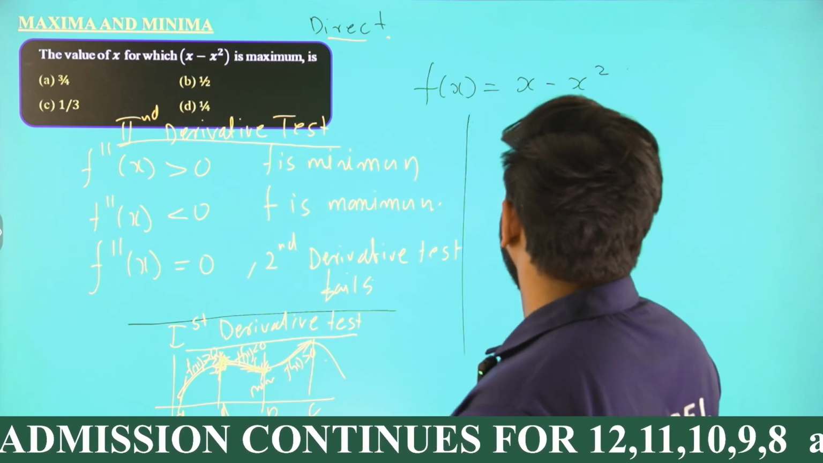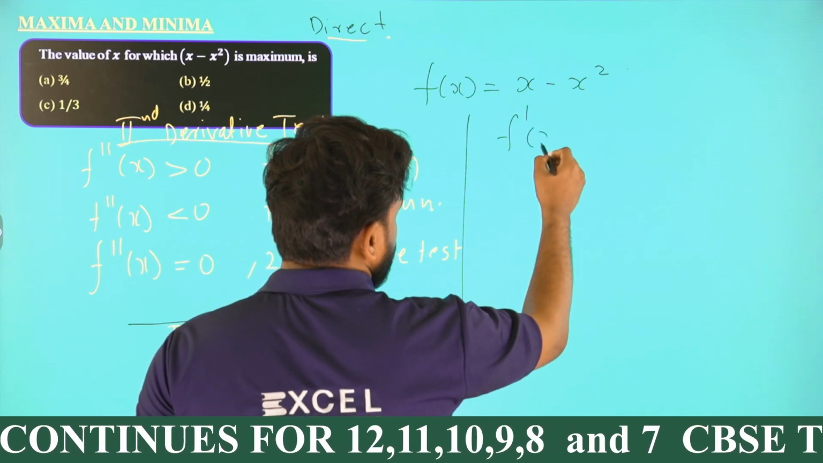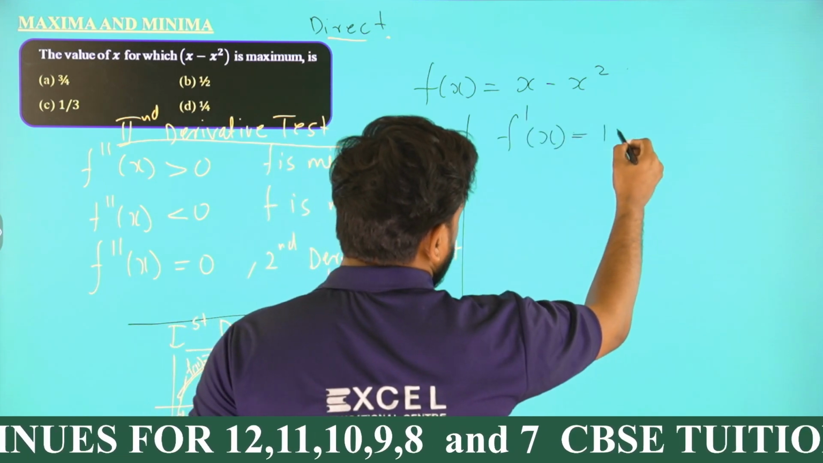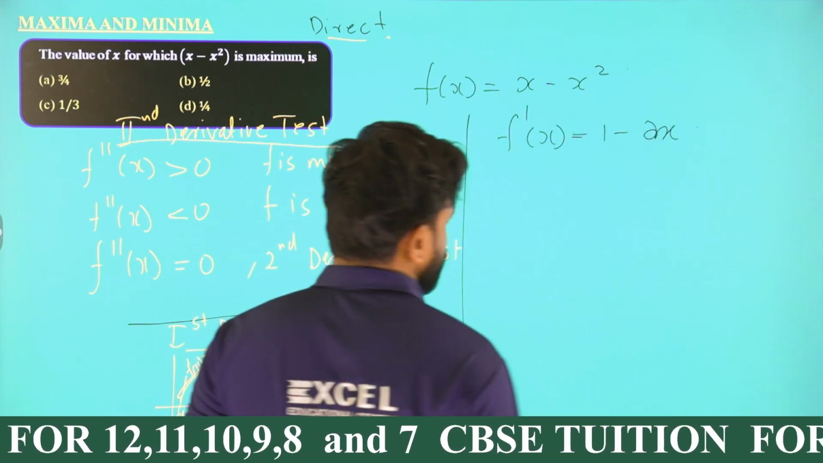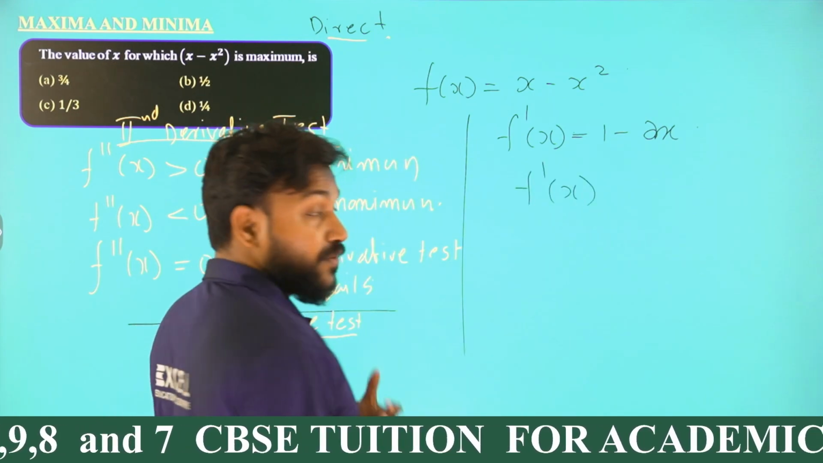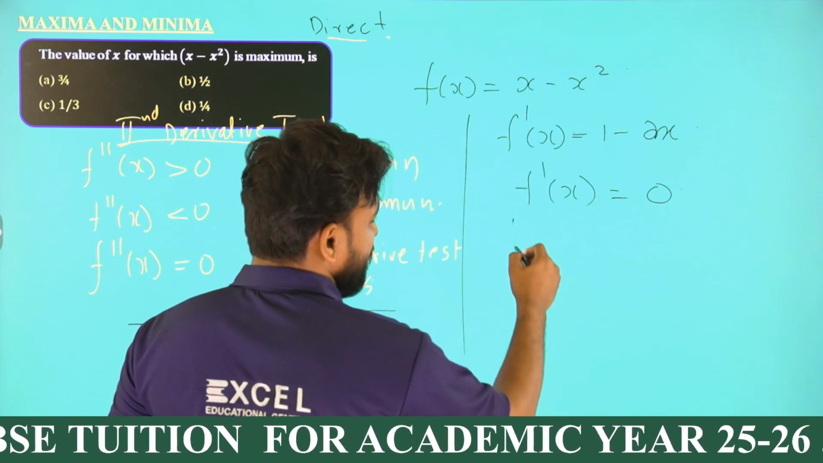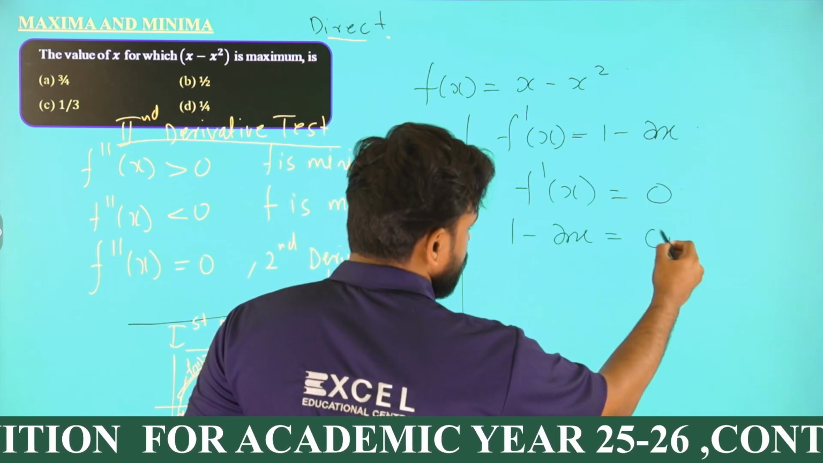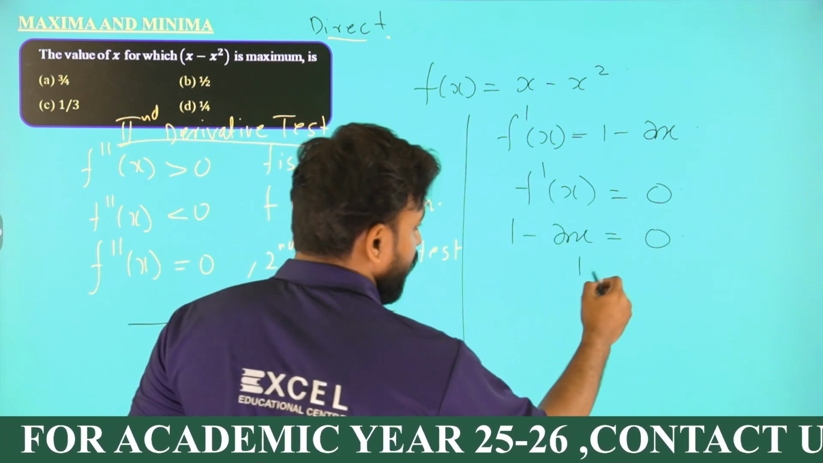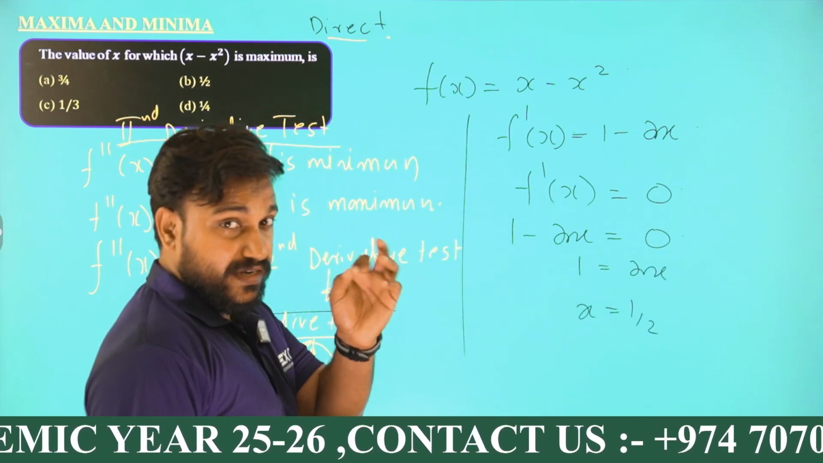So we can do the second derivative test here. Let's check. When you differentiate first, f dash of x will be 1 minus 2x. We need the critical point. Where will you get the critical point? F dash of x equal to 0. That is, 1 minus 2x is equal to 0. So 1 is equal to 2x, x equal to 1 by 2. So there is one and only one critical point.